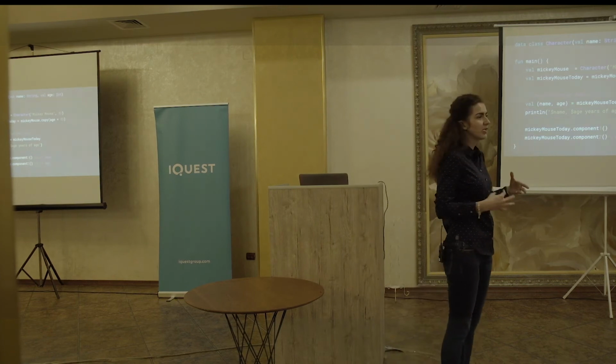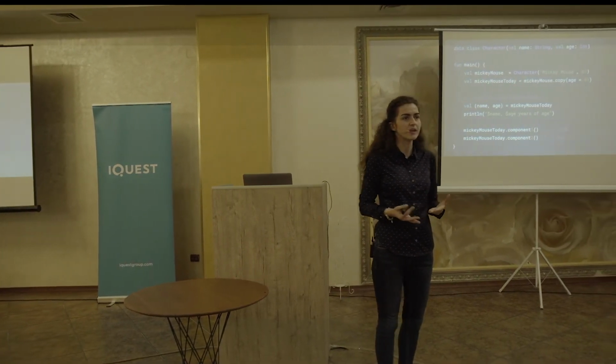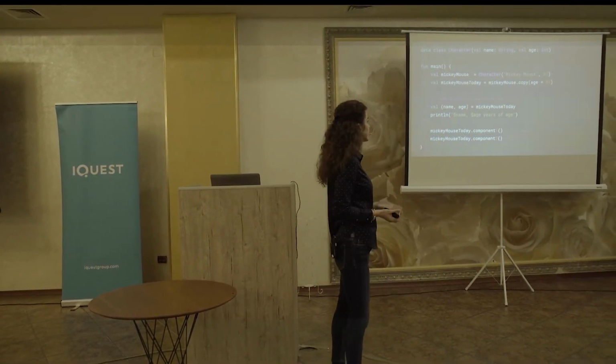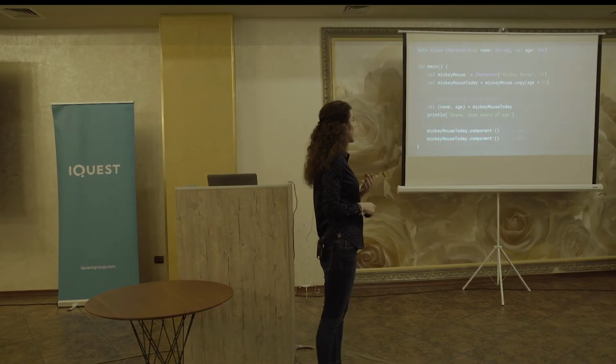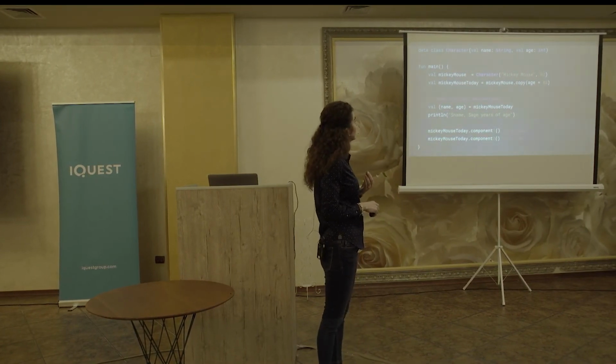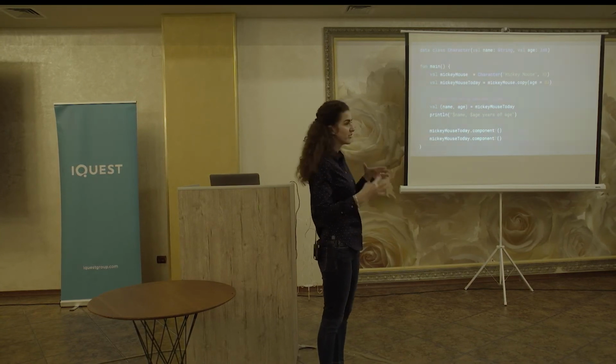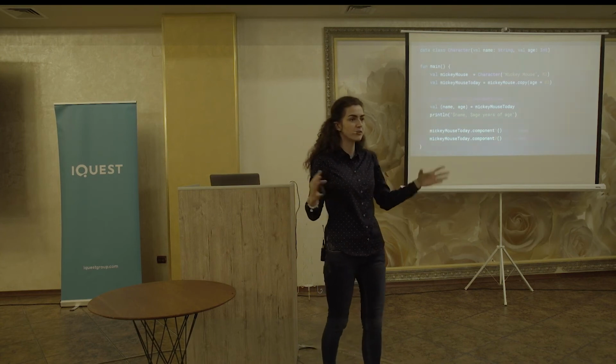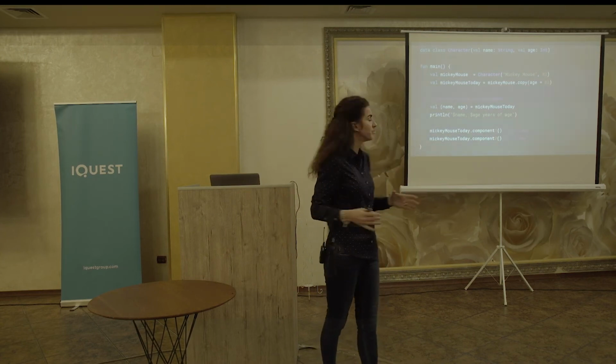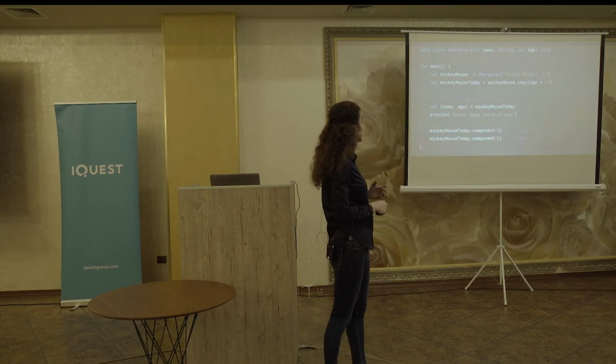Related to the component and implementation, in Kotlin we have the destructuring declaration. So we are able to get the values of the properties, so name and age in this case, by using this notation. So we destructure the object based on its properties. So I'm able to get the name and the age only by using this notation.